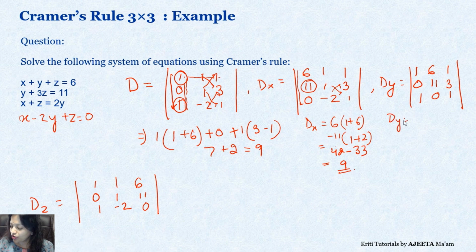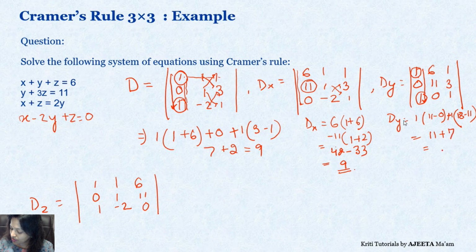Now dy again we will do column 1. Okay. So because we have 0 in this, we can do column 2 also. We can do R3 just to make the calculation easier. If you are comfortable with R1, you can go with it. Now 1. Leave the row and column in which 1 is there. So 11 minus 0. 0 clear, nothing to write. So we will write only for 1. Leave the row and column in which the 1 is there. So you get 18 minus 11. So 11 plus 7. Okay, so you get 18.